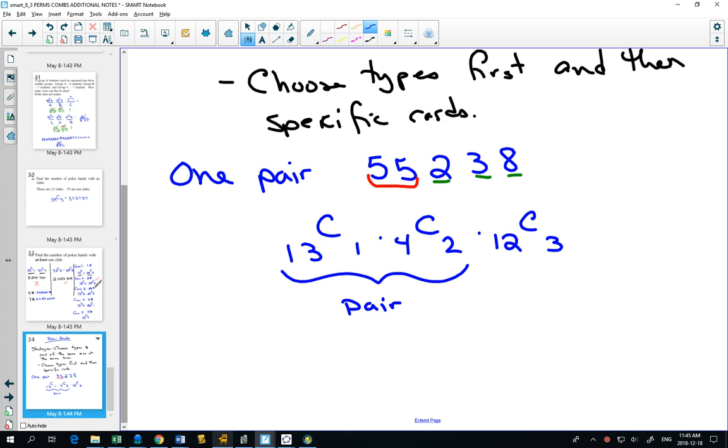And we need to choose which other 3 cards we're going to have. For example, 2, 3, and 8. How many 2s are there? 4. You need to choose one of them. How many 3s are there? 4. You need to choose one of them. How many 8s are there? 4. You need to choose one of them.